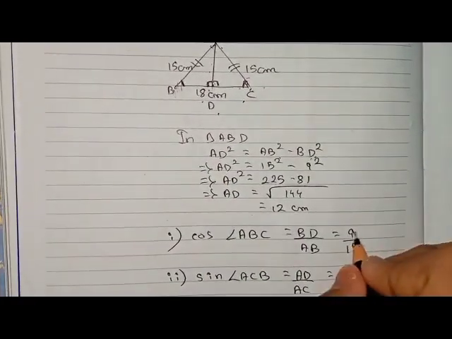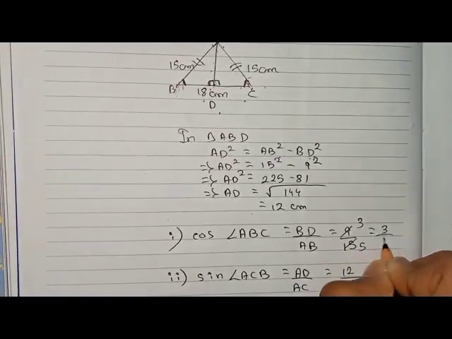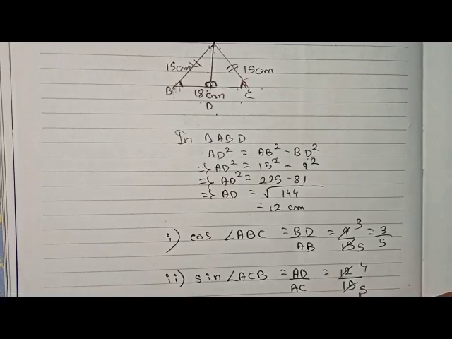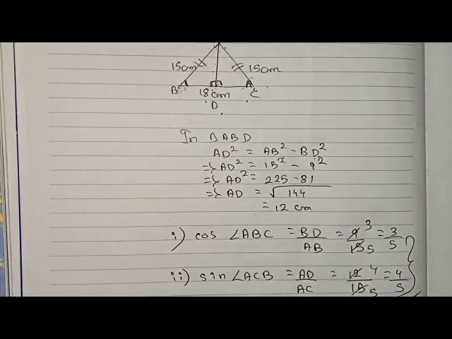So in both these questions we cut it by 3. 3 and 5 is equal to 3 by 5, and here 4 by 5 is equal to 4 by 5. So this is the final answer for this question. So let's move to the next question.